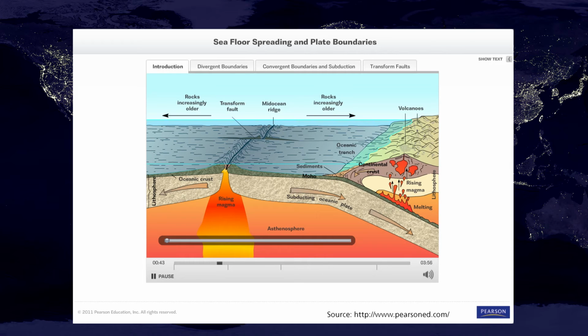Plates slide laterally past each other at transform plate boundaries, which are associated with transform faults that occur along the offset segments of the mid-ocean ridge.